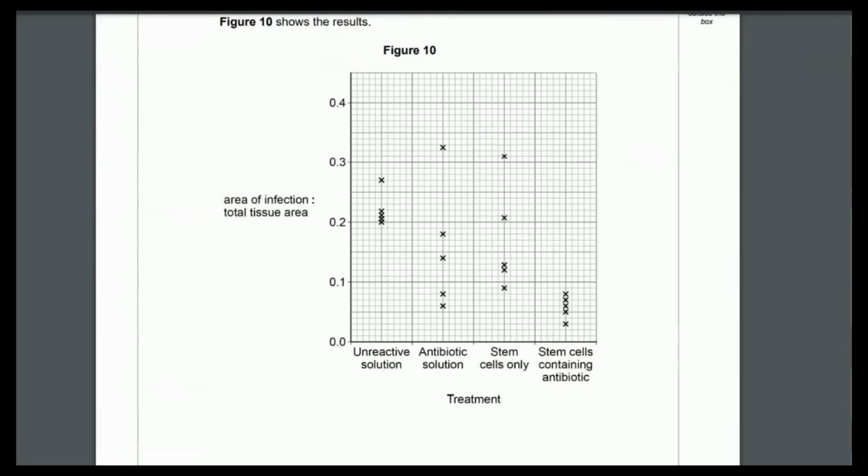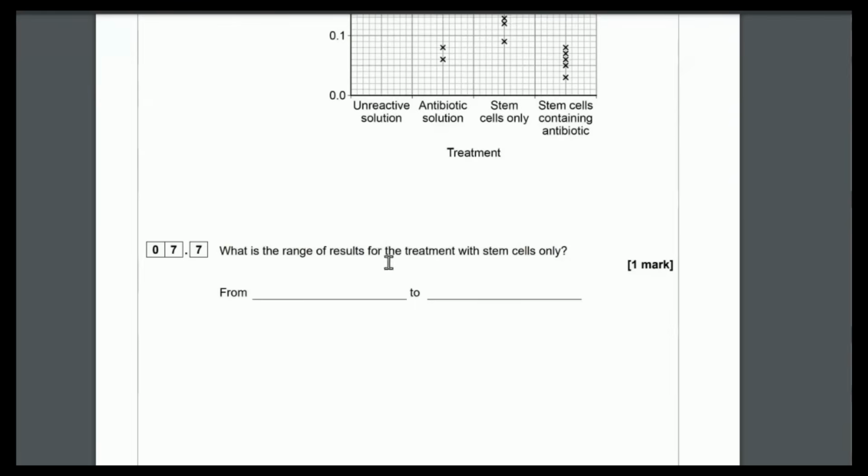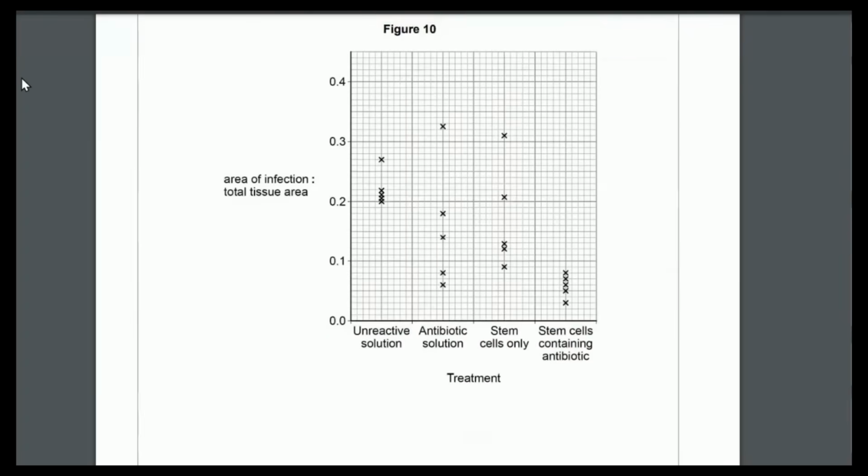Right. Now we've got a graph with range bars. We show the area of infected tissue on the left, and then underneath the 4 different treatments: unreactive solution, antibiotic solution, stem cells only, and stem cells containing antibiotic. You can see the plots for all the results of the areas of tissue they tested it on, and you can see that there's a big spread with some of them.